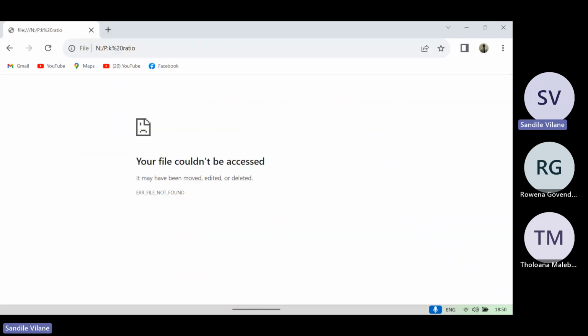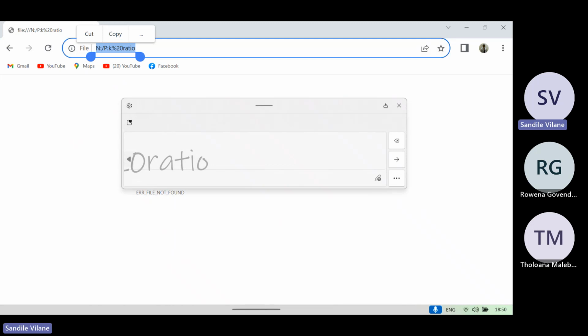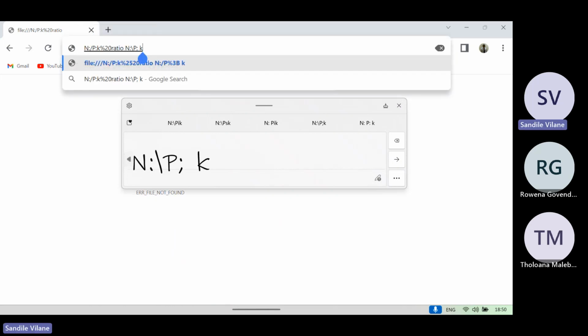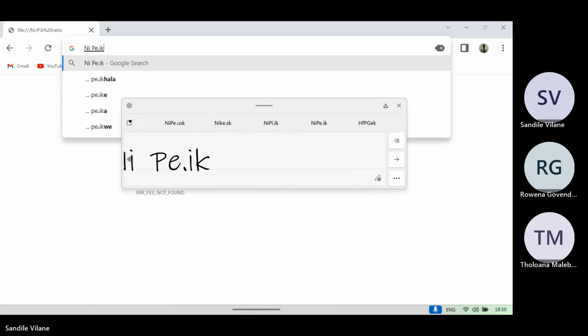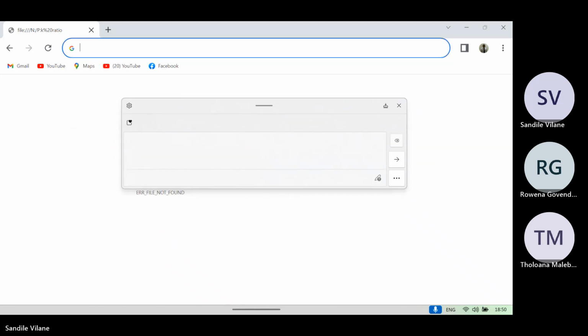Okay, let's look at that. Oops. It's not supposed to be. This thing doesn't want to recognize my handwriting. Dear God. Okay, let's change this.